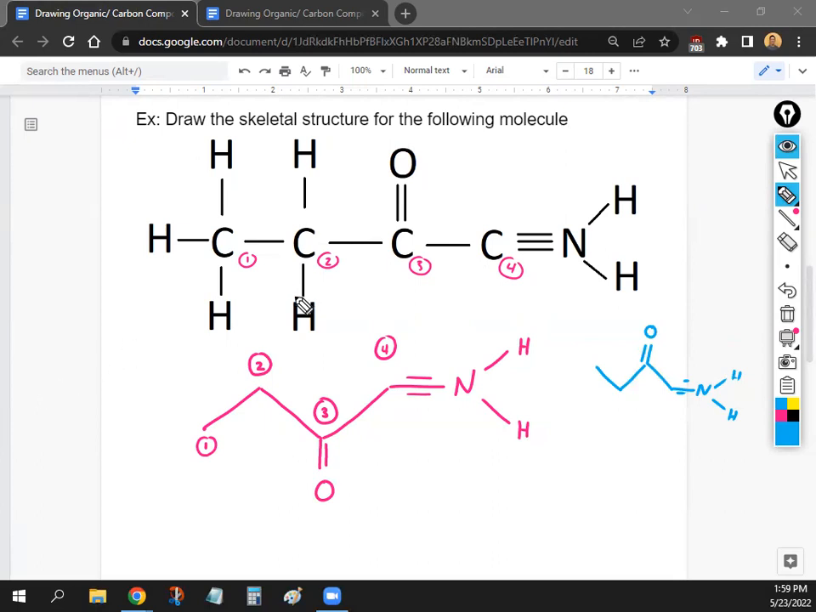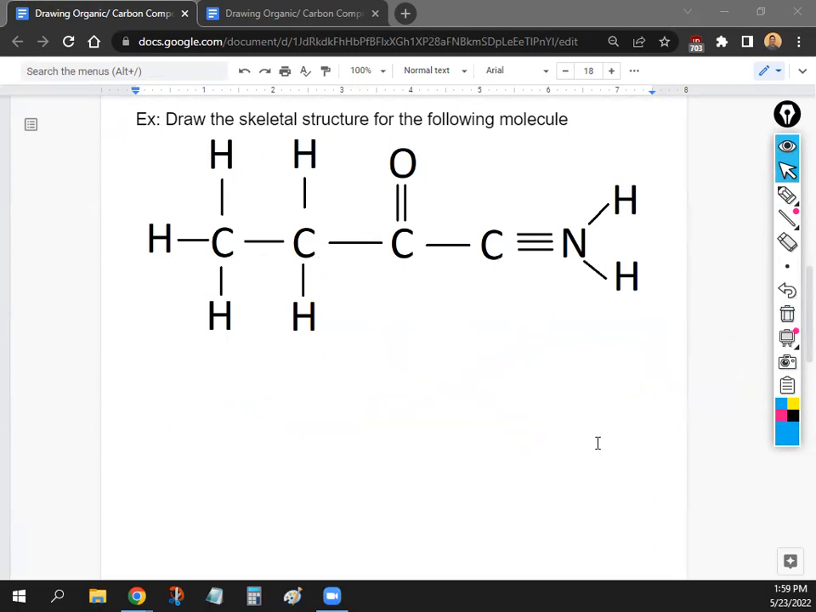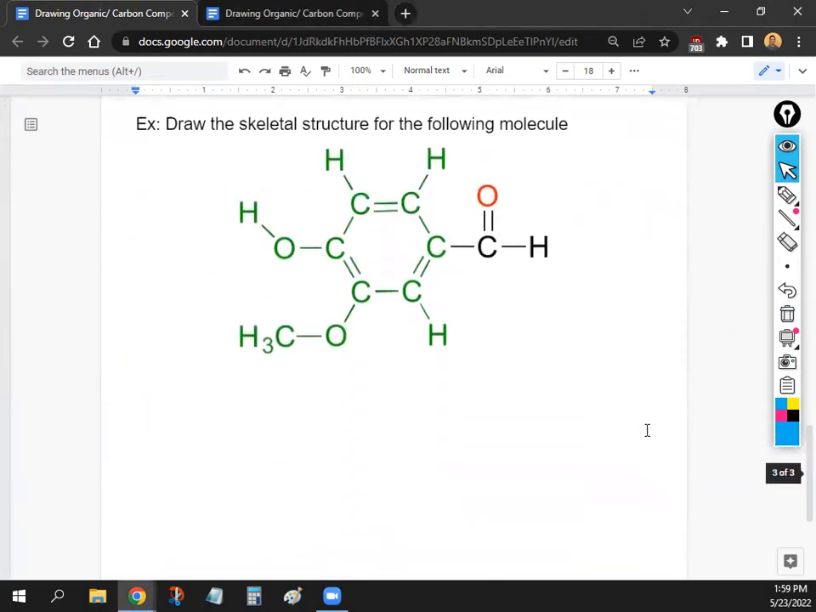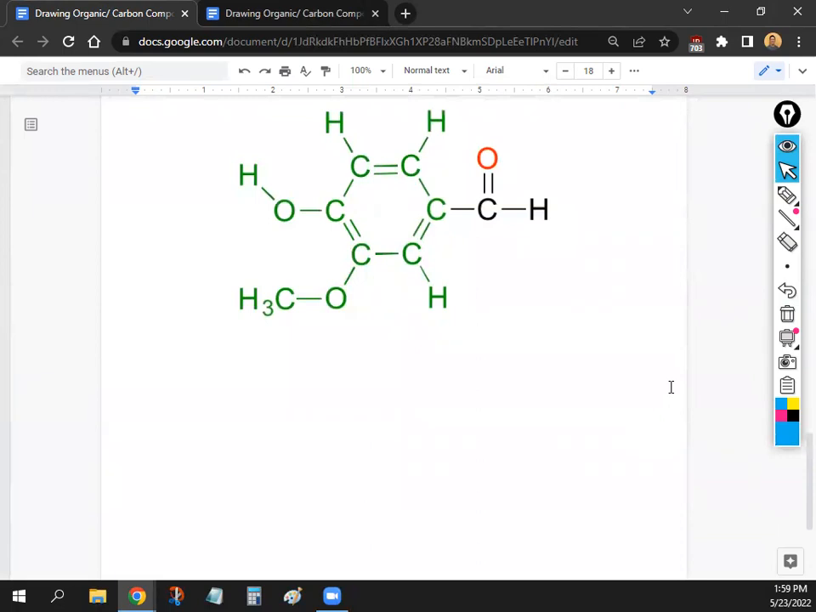Okay, so the next one I'm going to show you might look a little overwhelming, but just count the carbons, and that's probably the easiest way to do it. Okay, so let's go on to the last example, and I'll have you guys start your assignment. Yeah, it looks weird, but just count the carbons and try to connect everything together based on which carbon number it is. I'll give you guys about 3 minutes to do this.